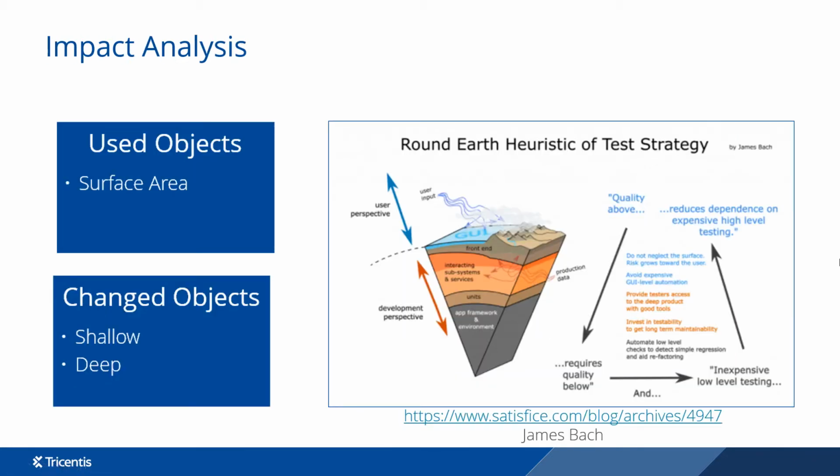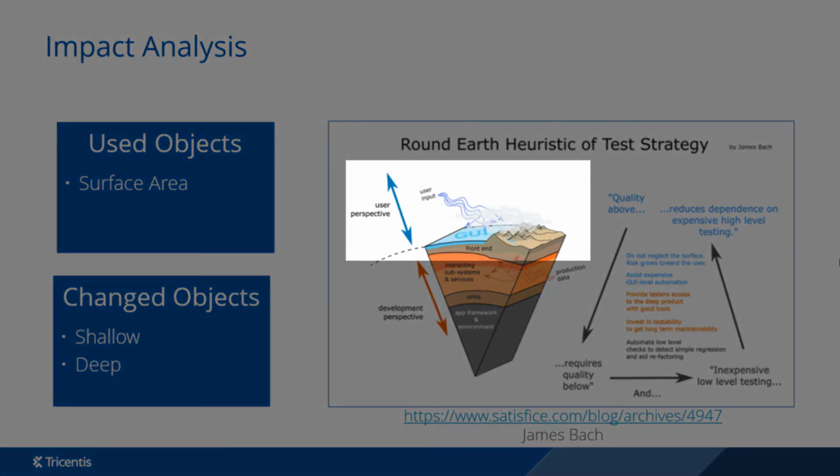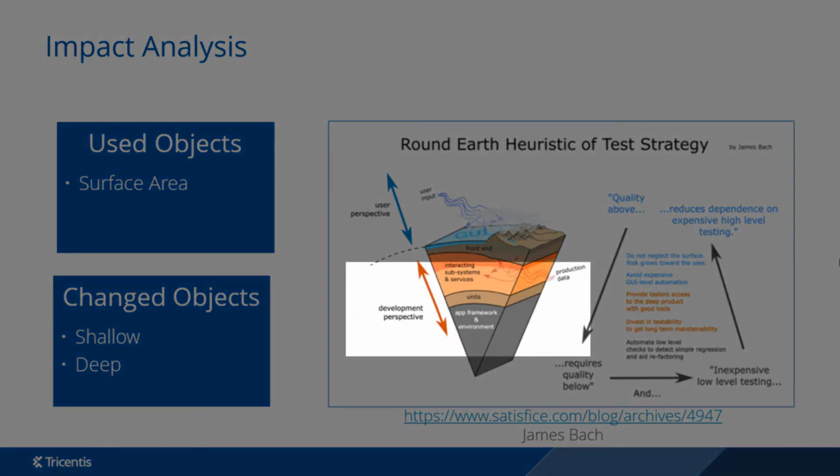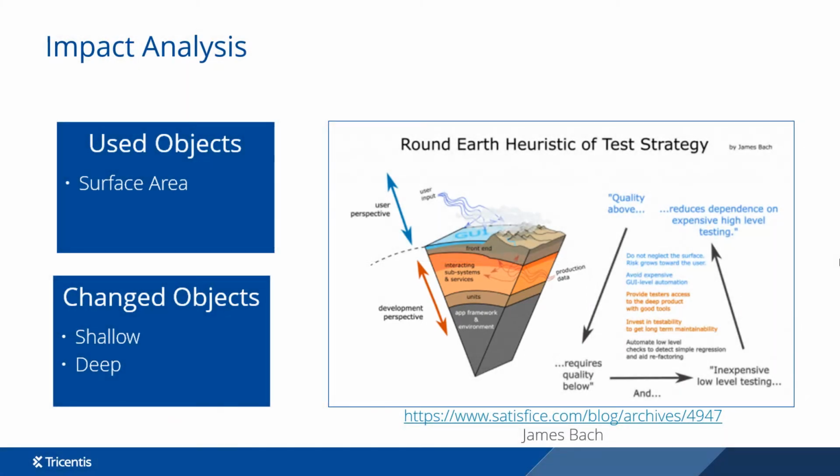LiveCompare impact analysis is all about used objects and changed objects. I like this graphic by James Bach. From an SAP perspective, the front end is all about where the users interact with SAP. Now, changing objects happen below the front end, in the interacting subsystems and services and units. That's where oftentimes change is introduced. So it's all about connecting those change events to what at the front end level is impacted by what has changed.